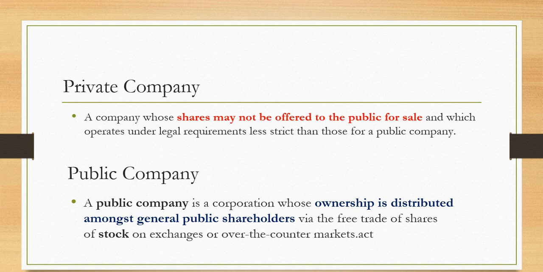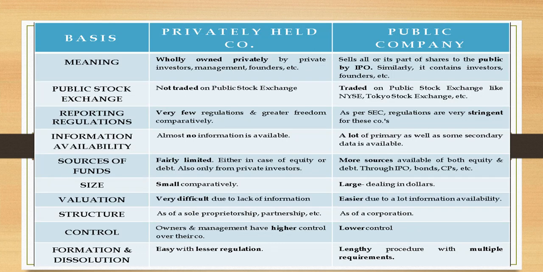Those companies which do not offer their shares to the general public are known as private companies. A public company is a company whose ownership is distributed amongst the general public as shareholders through free trade of shares or stock exchange or over the counter market.